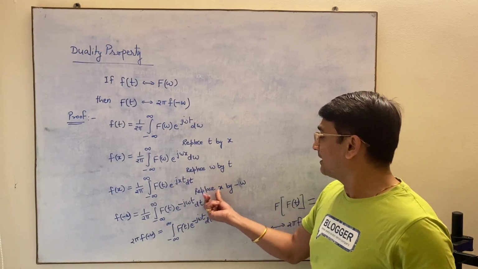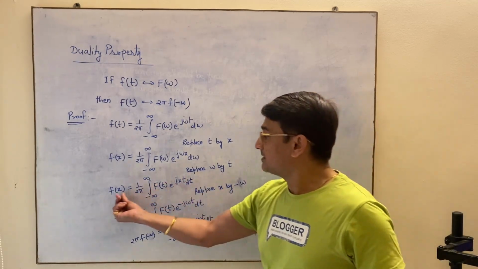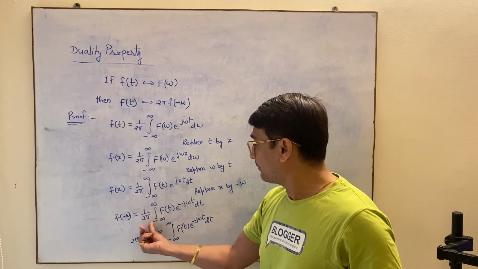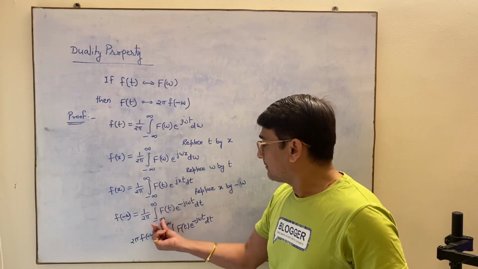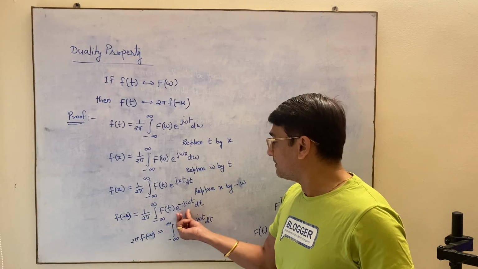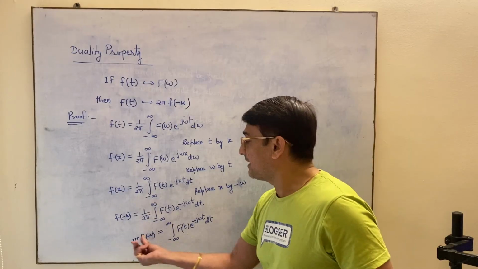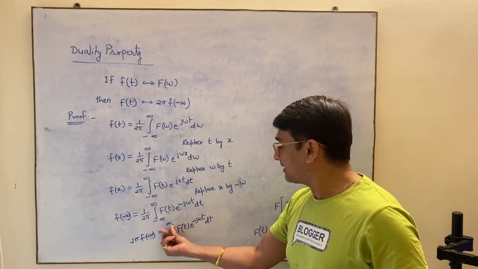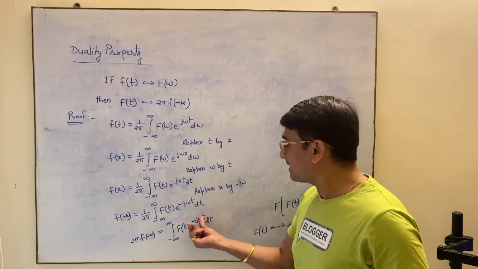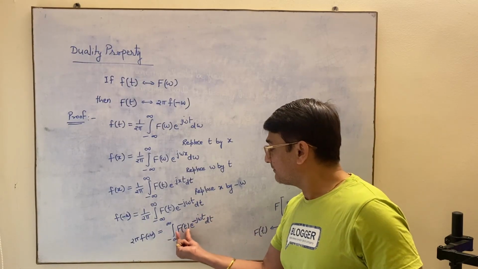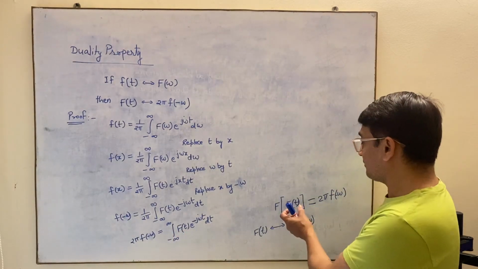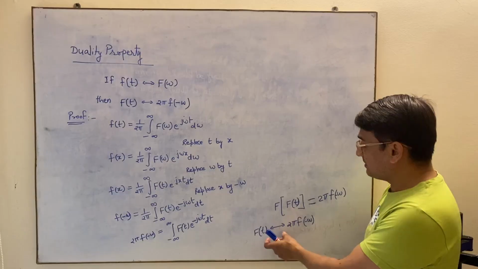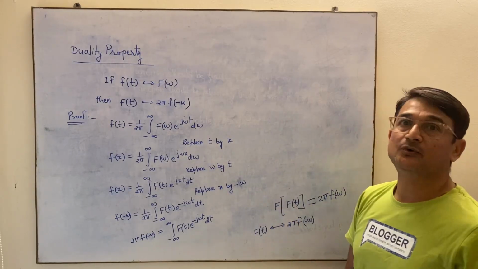Now finally replace x by minus omega. So this x will be replaced by minus omega, and it becomes f(-omega) = 1/(2 pi) integral from minus infinity to infinity of F(t) e^(-j omega t) dt. Now we take this 2 pi across, so it becomes 2 pi f(-omega) equals the integral from minus infinity to infinity of F(t) e^(-j omega t) dt, which is nothing but the Fourier transform of this particular function F(t). So we can say the Fourier transform of F(t) is 2 pi f(-omega). This way we can prove the duality property.